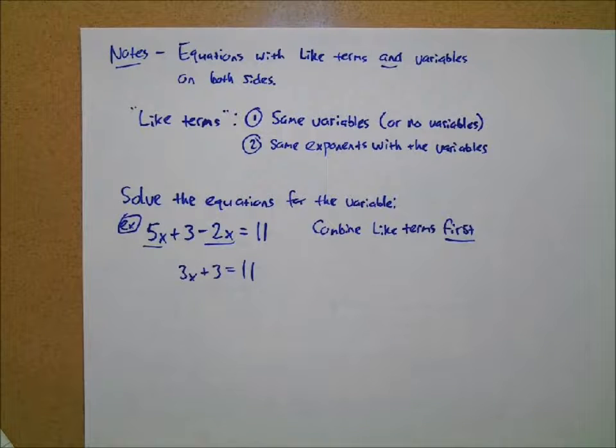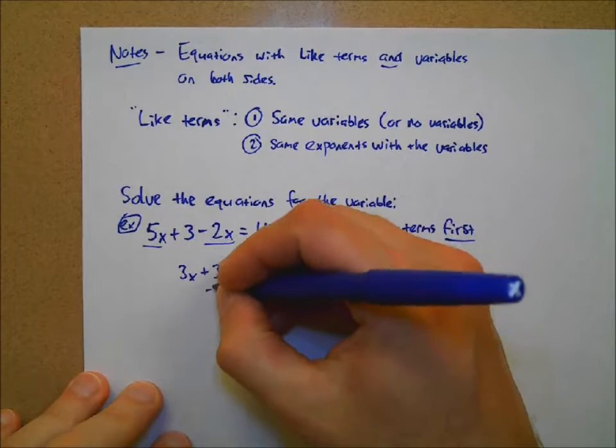All right, let's see here. Mark, are there any other like terms here for us to combine? No. Okay. On this side, we have 3x and 3. They're not like. On this side, we just have the 11. So you're right. Mark, can you tell us what would be the next step at this point? Subtract 3 from both sides. You got it. So now we'll just solve.